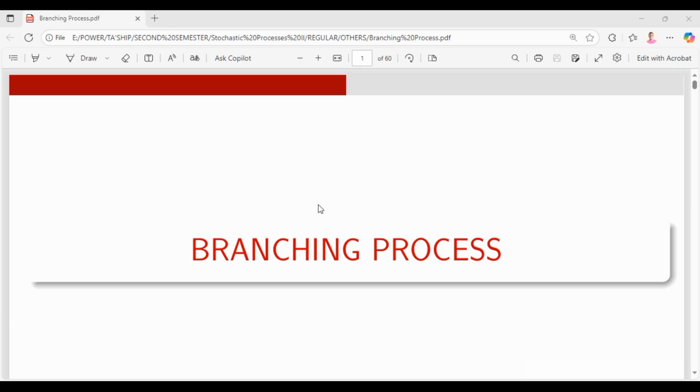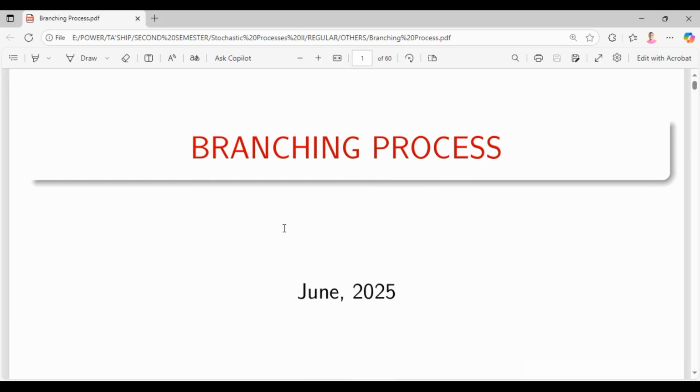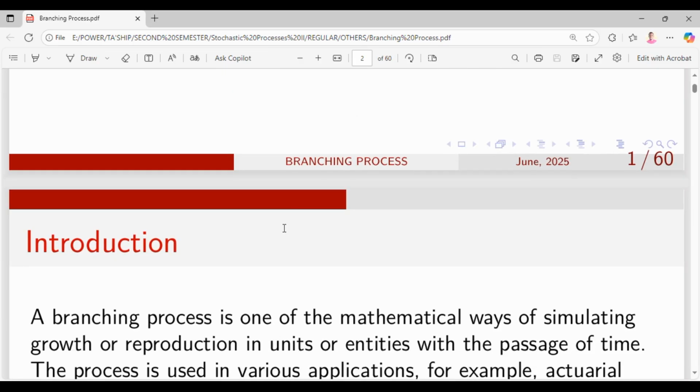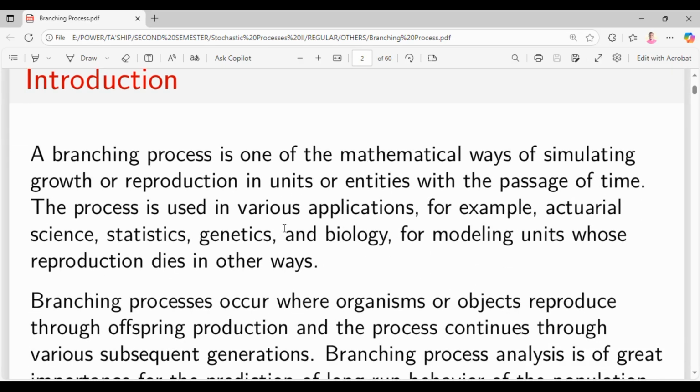So a branching process is just a very simple concept, a stochastic process. I want you to just relax, don't panic, and let's get to the root of it. What is it about? Usually, a branching process is one of the mathematical ways of simulating growth or reproduction in units or entities with the passage of time. This is used in various applications, for example, actuarial science, statistics, genetics, and biology, for modeling units whose reproduction dies out in other ways.